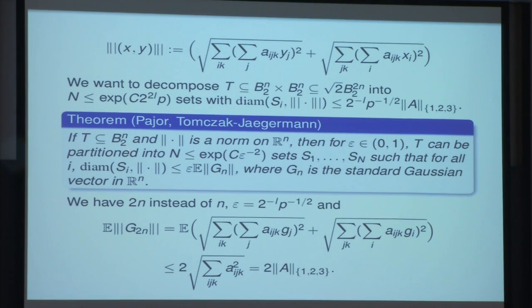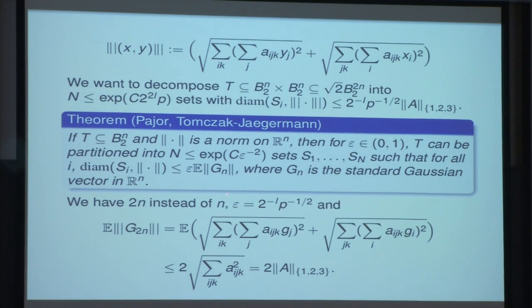So if we have T in the Euclidean ball, and some norm, this is the norm with which we want to cover with sets of small diameter with respect to this norm, then for each epsilon, we can cover by this many sets. This is like the original Sudakov minoration, and the diameter is given by epsilon times the expectation of this norm applied to the Gaussian. So in our case, we have 2n instead of n, but this is not an issue.